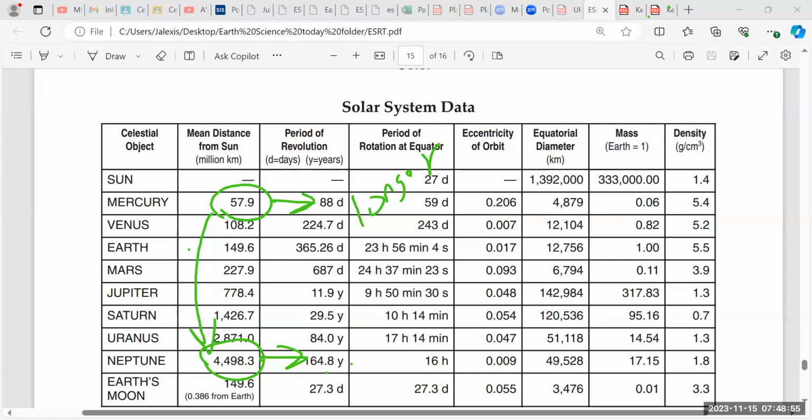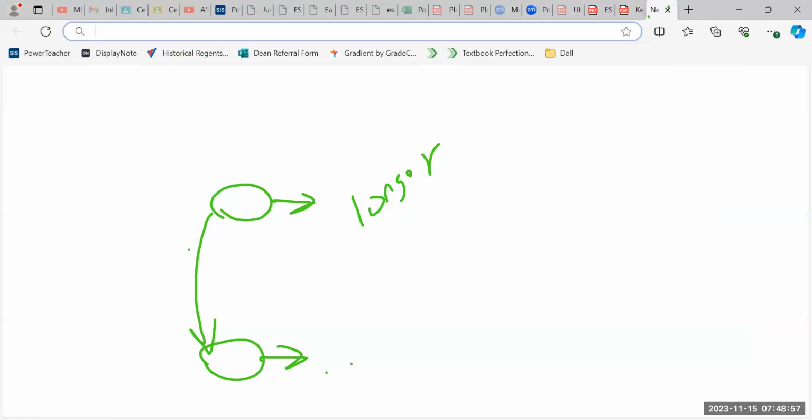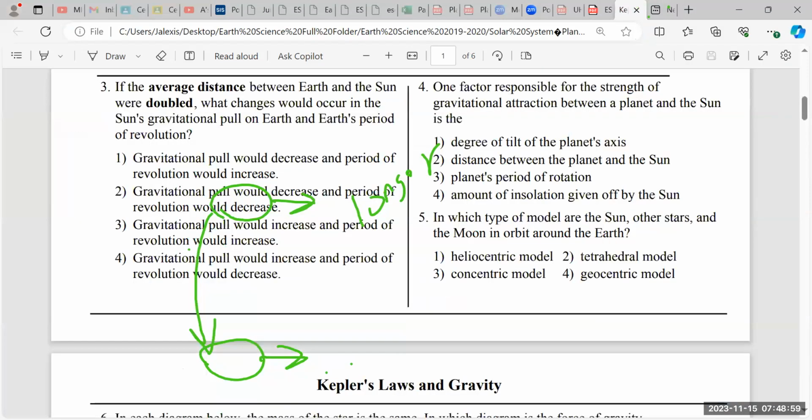And so that's why, once again, the answer is, sorry, I just made a mistake. The answer is choice 1. All right, the answer is choice 1. Oops, right here.